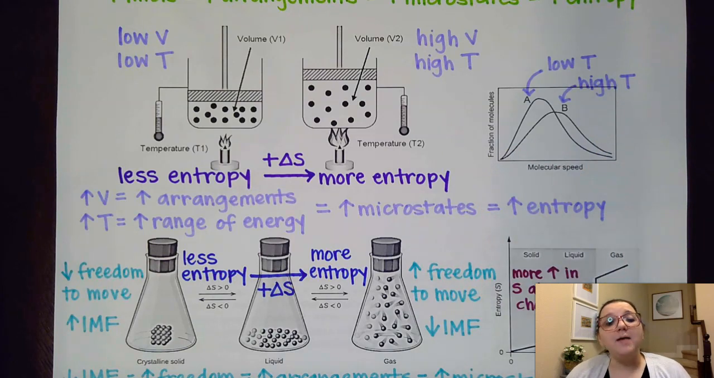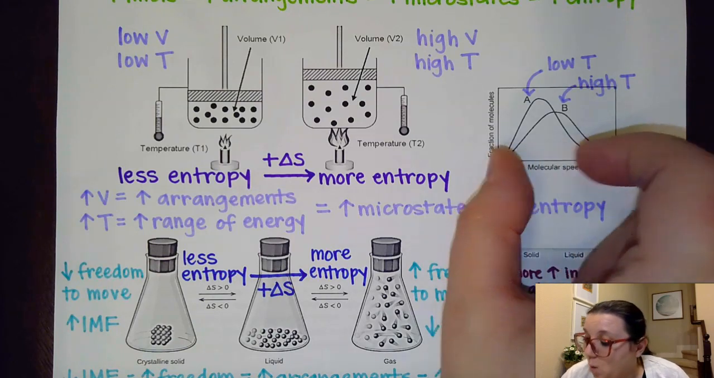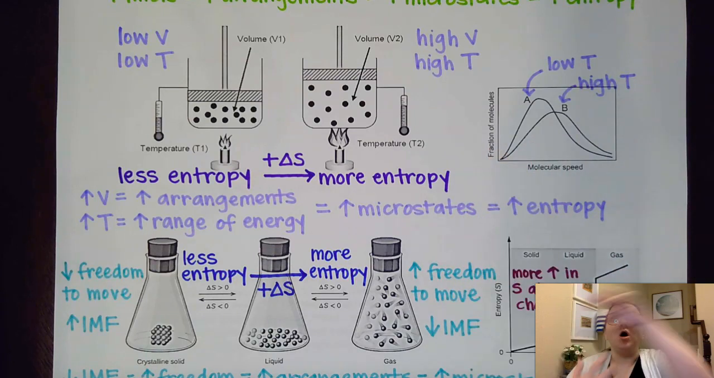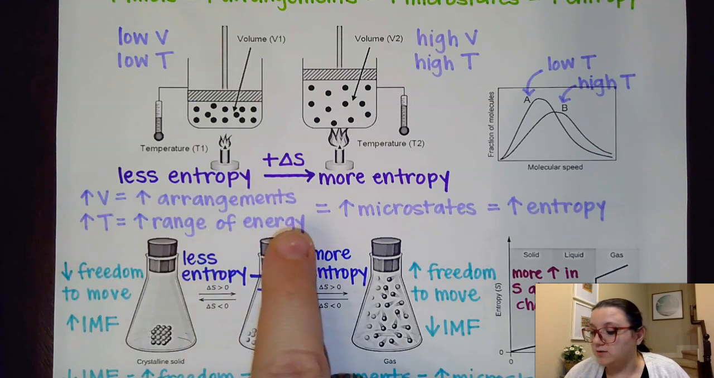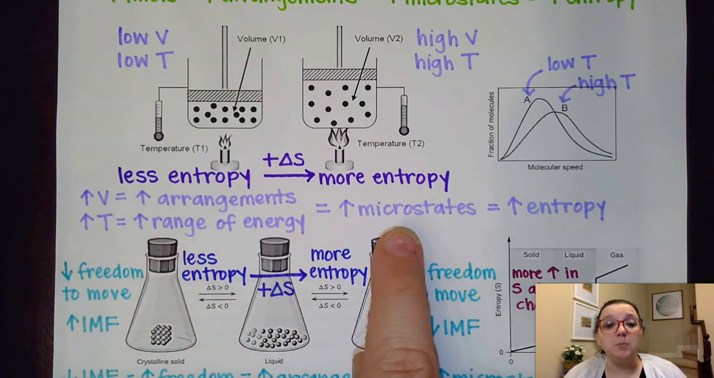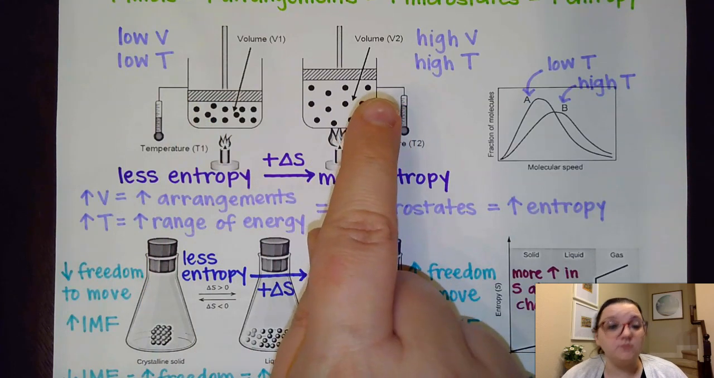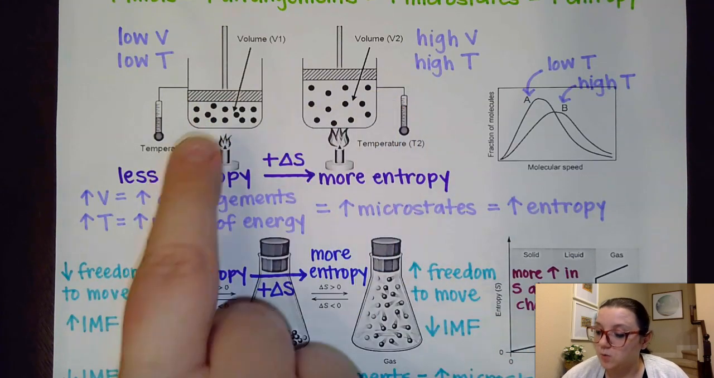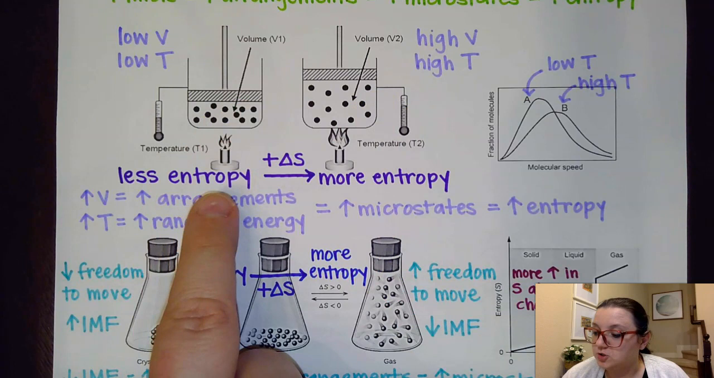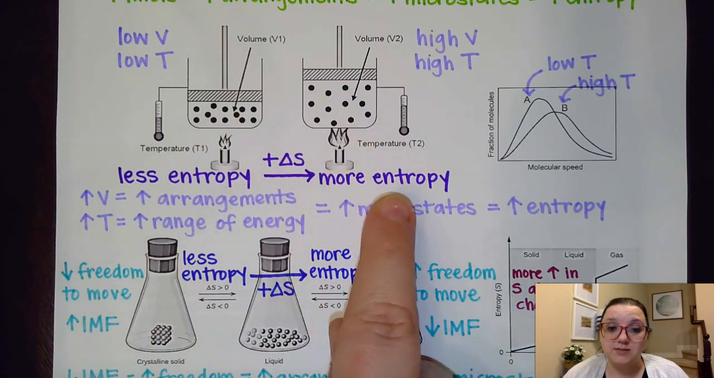And so what that means is that if I see a wider range of speeds, there are more arrangements I could have of those speed values. And so both of those processes would increase the number of microstates, which would end up increasing the entropy. So from the perspective of both volume and temperature, I'm going from a lower entropy situation to a higher entropy situation.